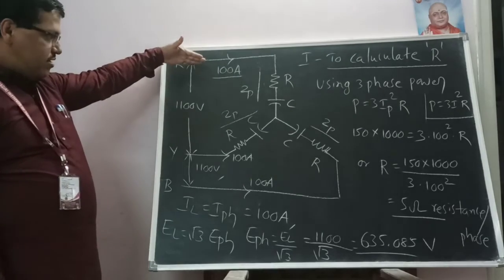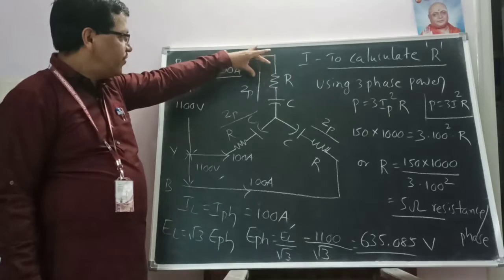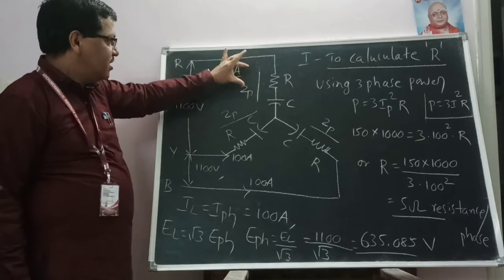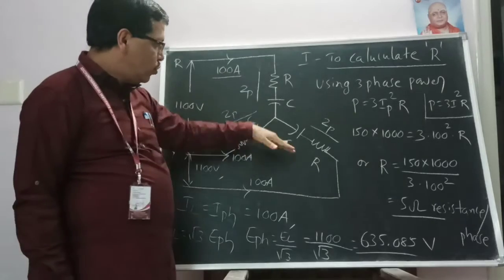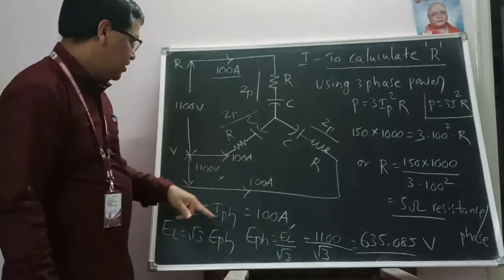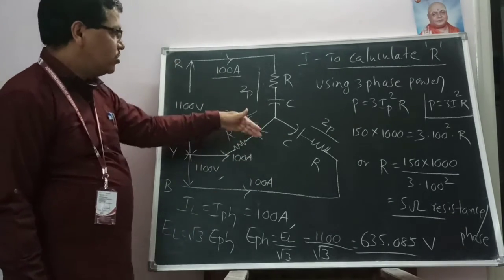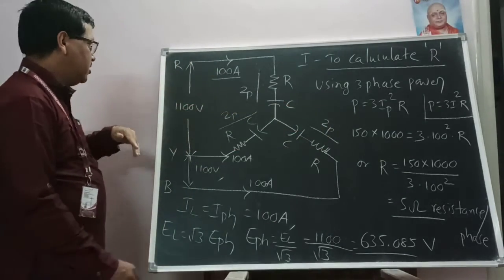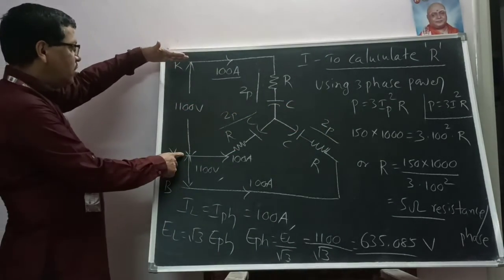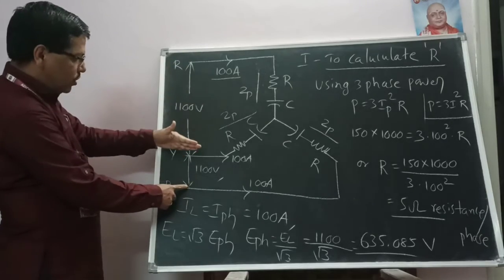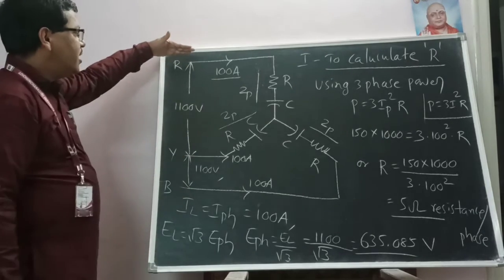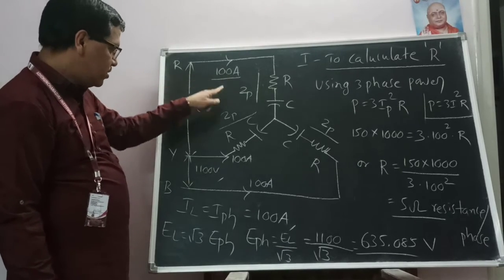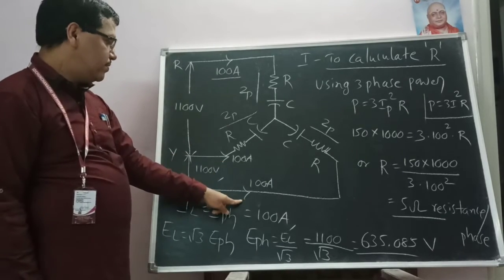So this is the circuit we drew. Here in each phase, a resistance along with a capacitance. That's why it is Z phase. This is one phase. Then come to one more phase, R and C again, and here R and C again. So this is one phase, I mean Z phase, and here also Z phase. Totally there is 1100 volts given here, and the remaining also 1100 volts. And the line current given is 100 amps, leading current, 100 amps here, here and here also.